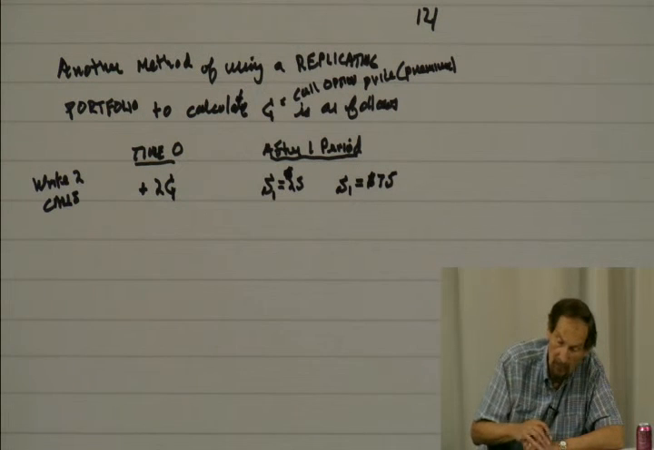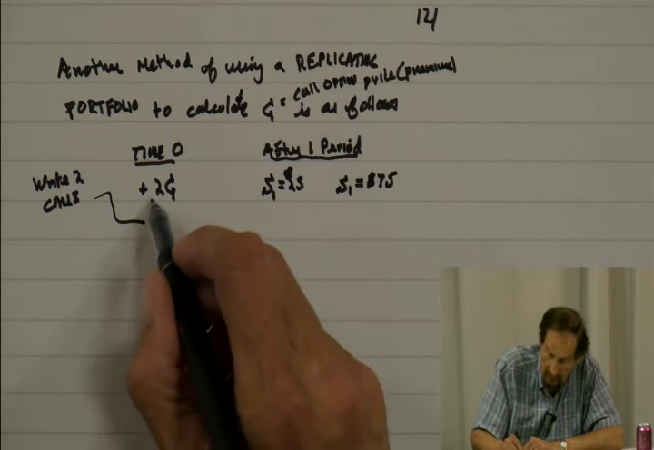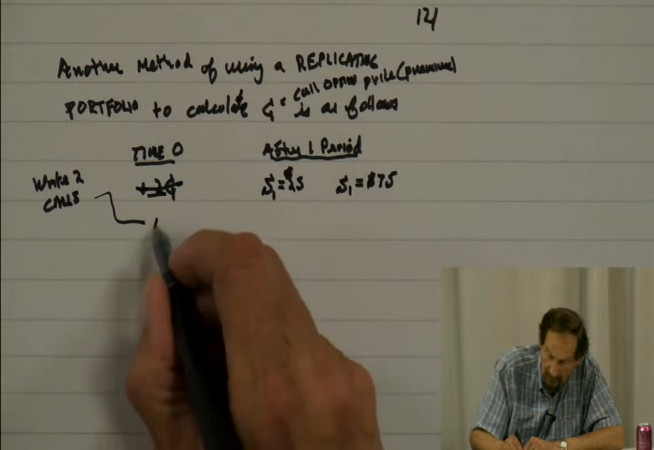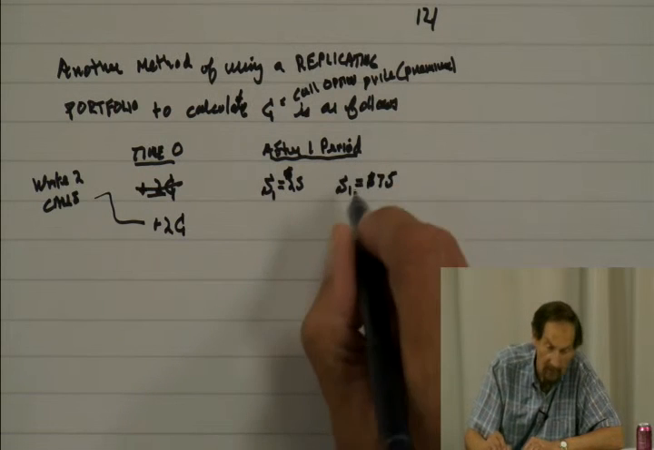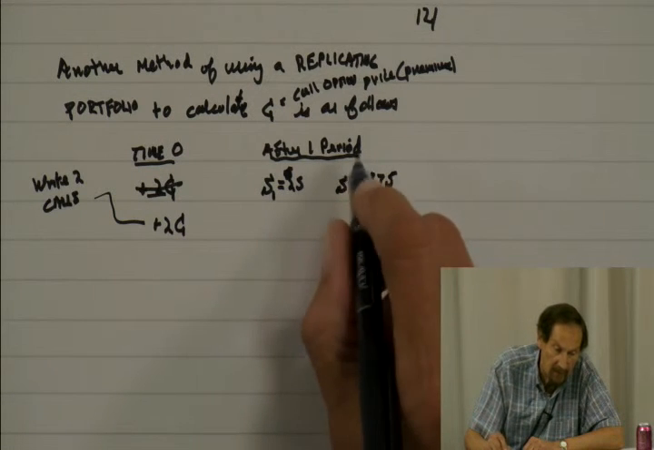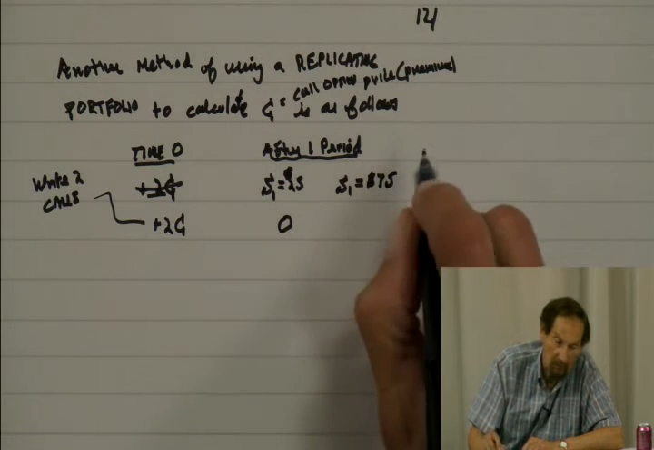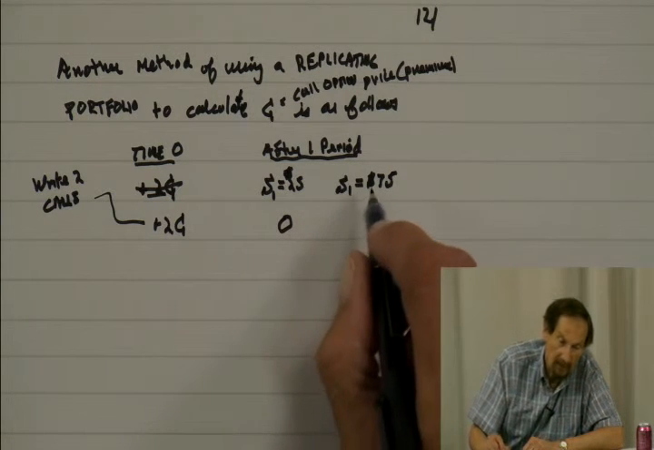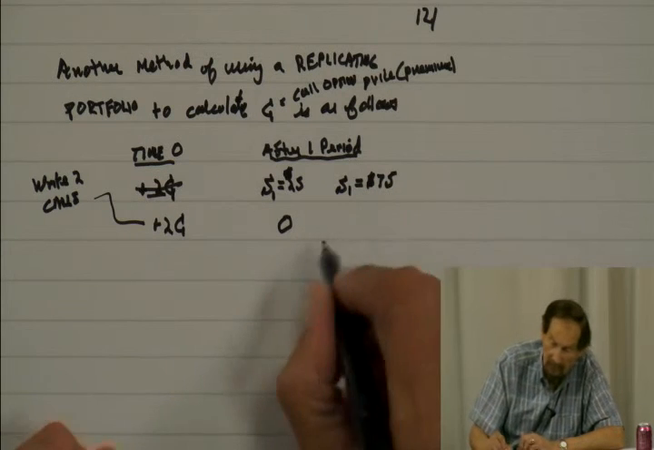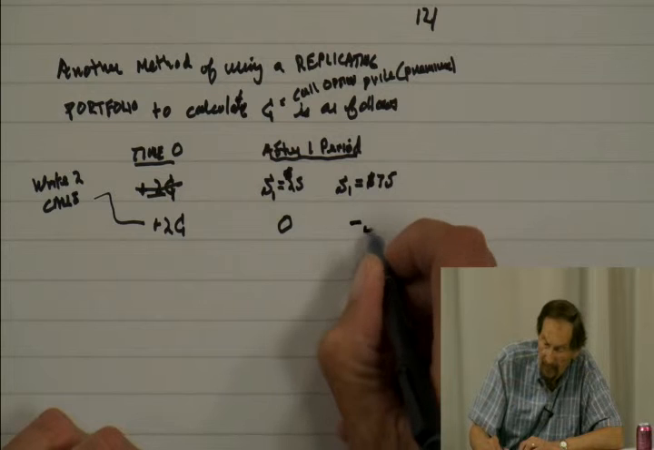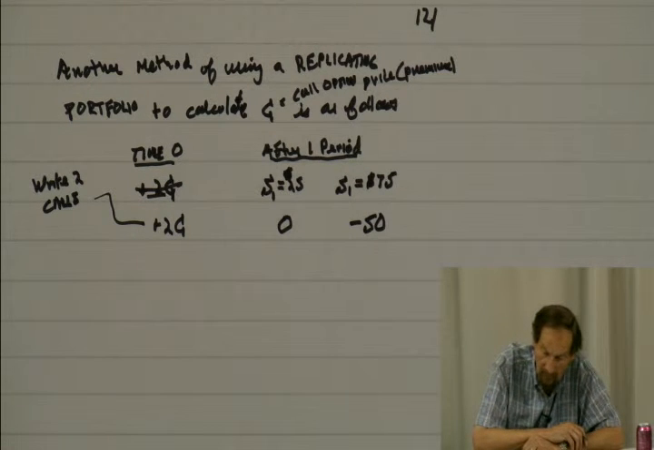So if it goes, let's do this. Let's cross this off and let's put this as 2C. So we're at the right level. If it goes down to $25, then we know it's worth 0. If it goes up to $75, then we have to pay out 50 here. Okay.